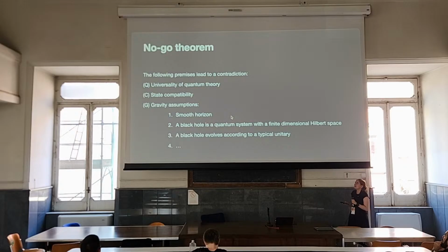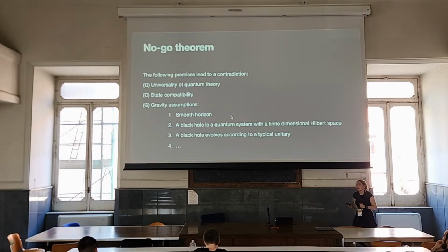I didn't list them all here, but the ones I explicitly mentioned were, for example, that there's a smooth horizon, or there's no drama, as some speaker before me named it, that, for example, the black hole is a finite dimensional system, and it evolves according to a typical unitary and not some unitary with very special features.